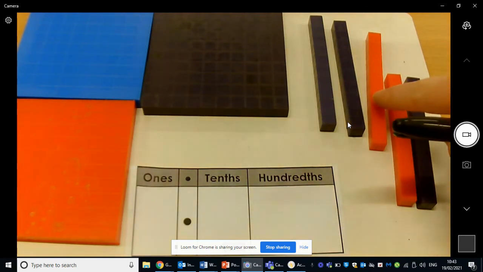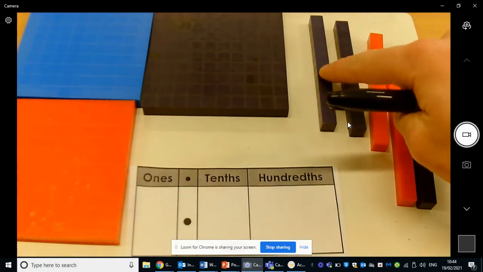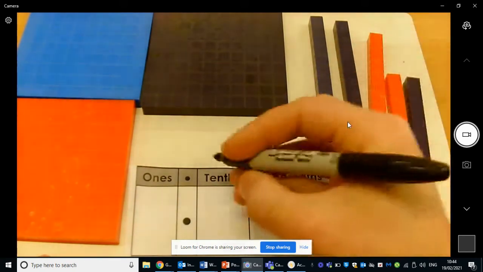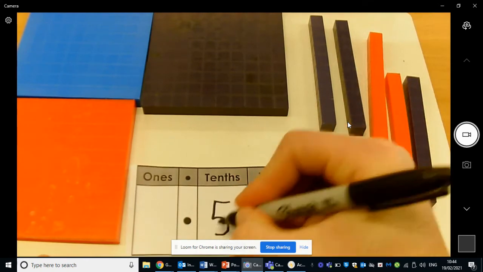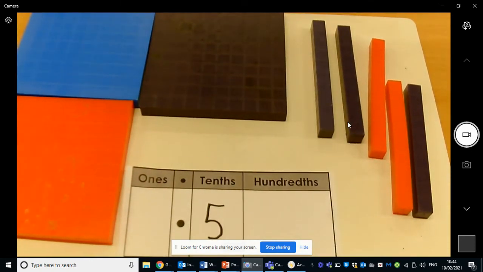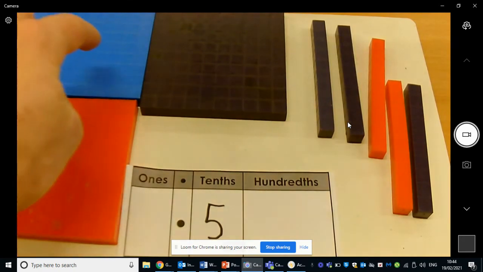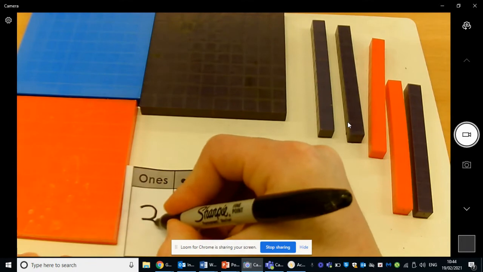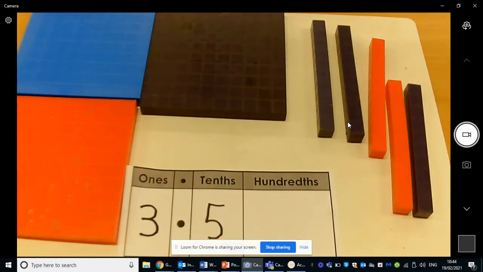1, 2, 3, 4, 5. So which section is that going to go in? That's going to go in the tenths. And then how many ones are there? 1, 2, 3. So we could write this as 3.5. Or if we were doing it as a fraction, can you think how we might write that?